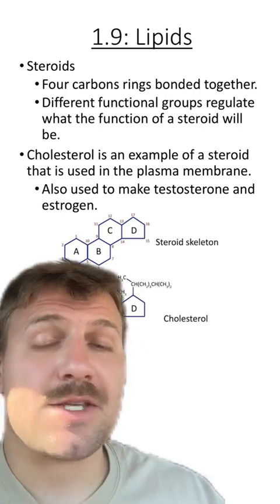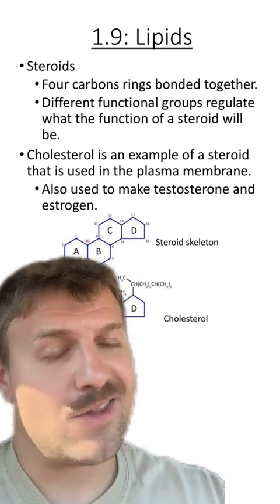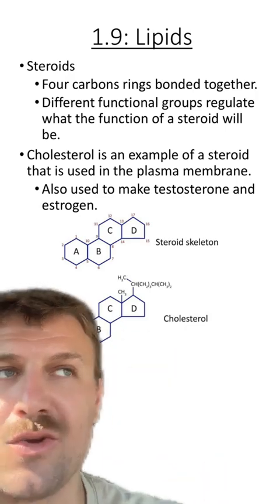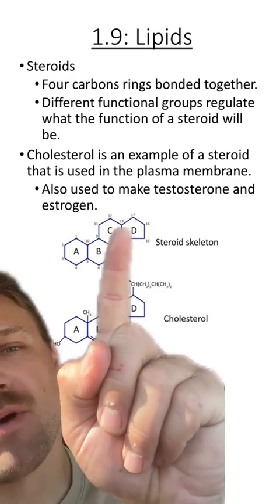Another example of a lipid is known as a steroid. Now, this is where the monomer of a fatty acid is lost. As you can see, this is a typical steroid. These steroids don't contain fatty acids. However, they have 4 carbon rings bonded together.